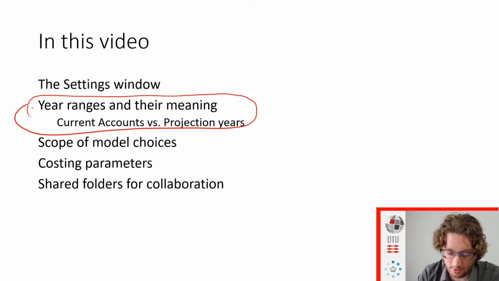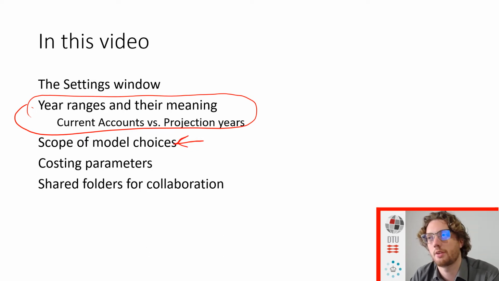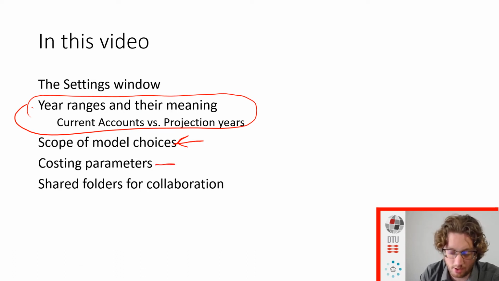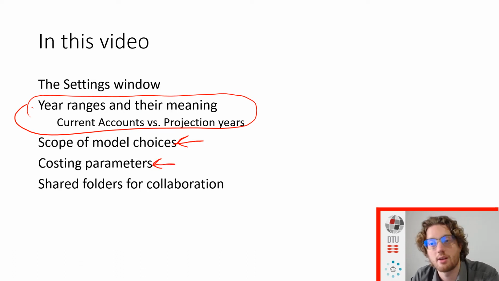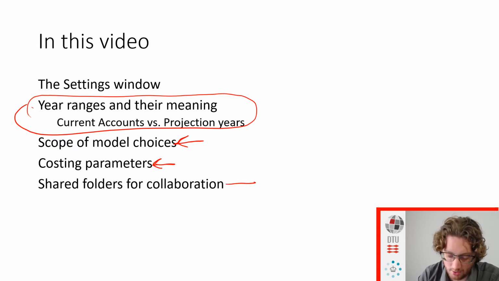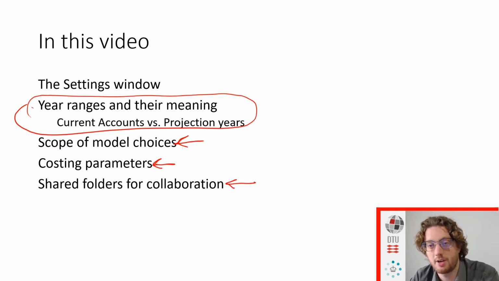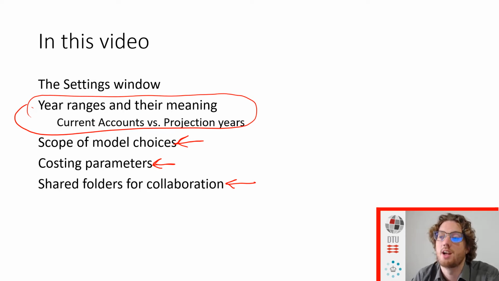We also look at the scope of our model choices, depending on whether it's a regional model or a national model. We will go into whether we want cost or not and how that is specified, the main macroeconomic parameters. And then we will also touch on shared folders for collaboration, while not being a part of how to set up the model, but it is very, very practical if you want to share your model with the team.